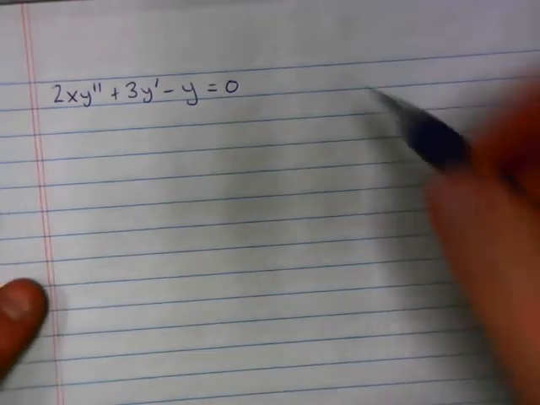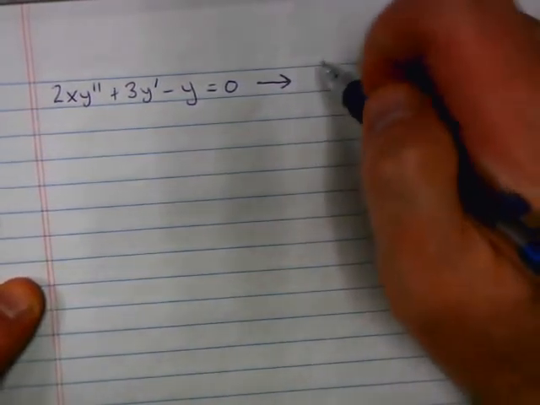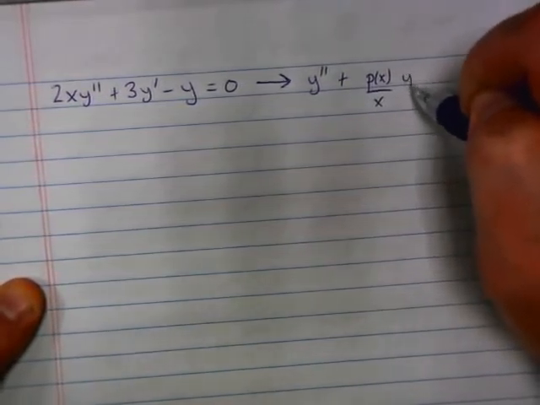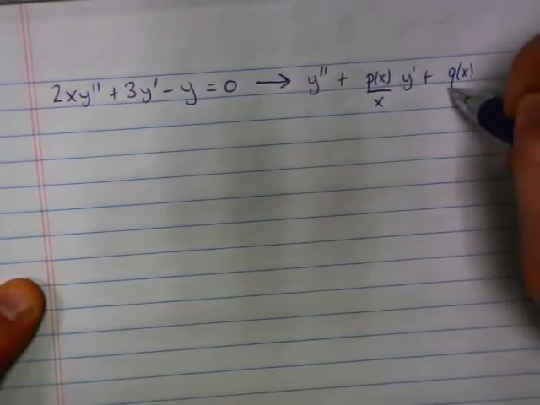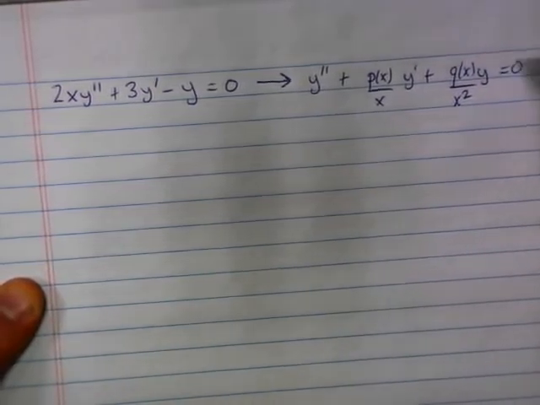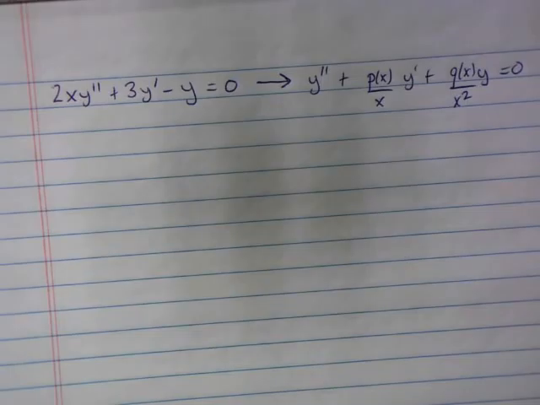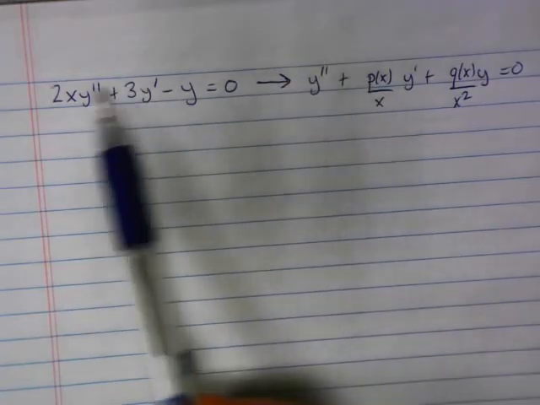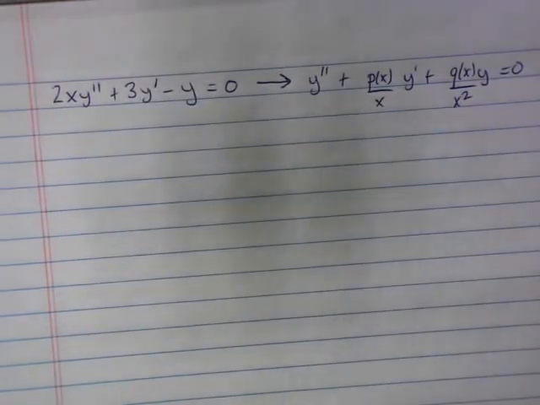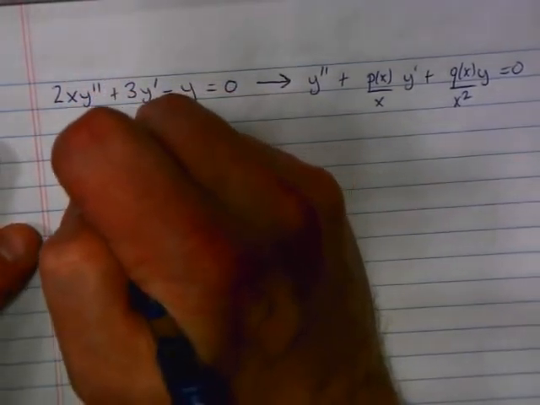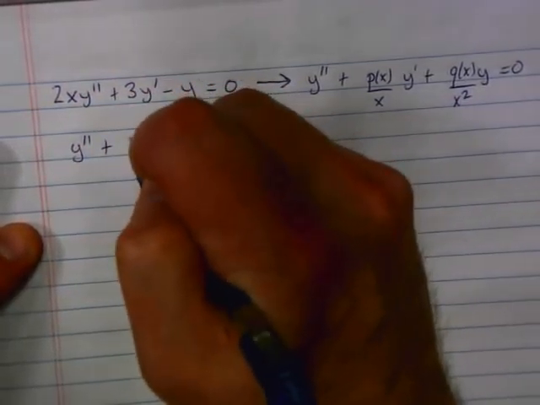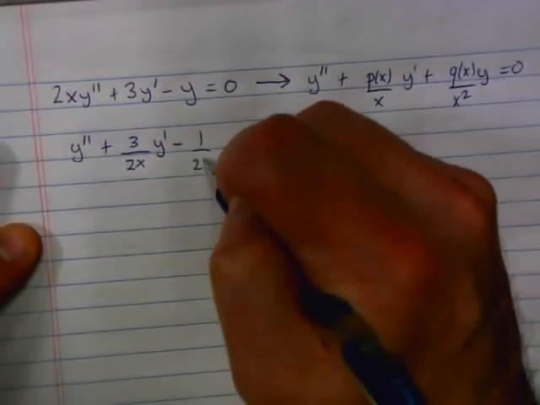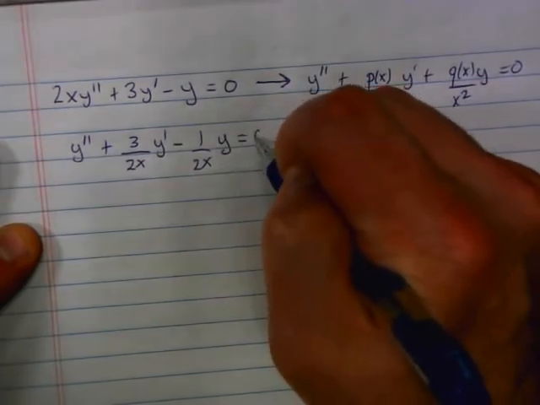which means we need to take this equation and transform it to the form y double prime plus p of x over x y prime plus q of x over x squared y equals 0. And we need p of x and q of x to both be analytic. So what steps would you go through to put it in that form? Divide by 2x. That's y double prime plus 3 over 2x y prime minus 1 over 2x y equals 0.